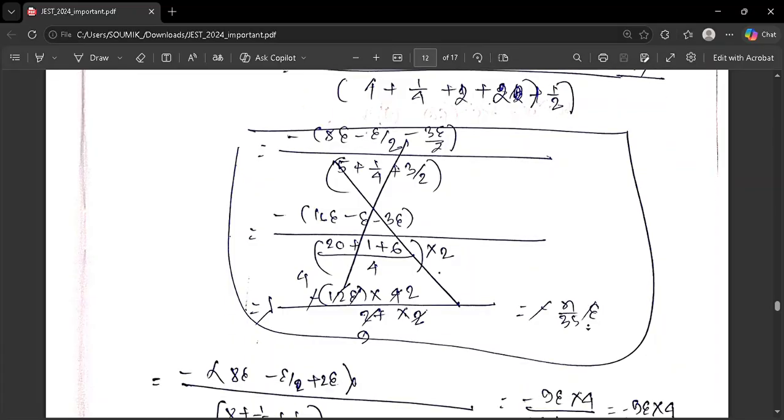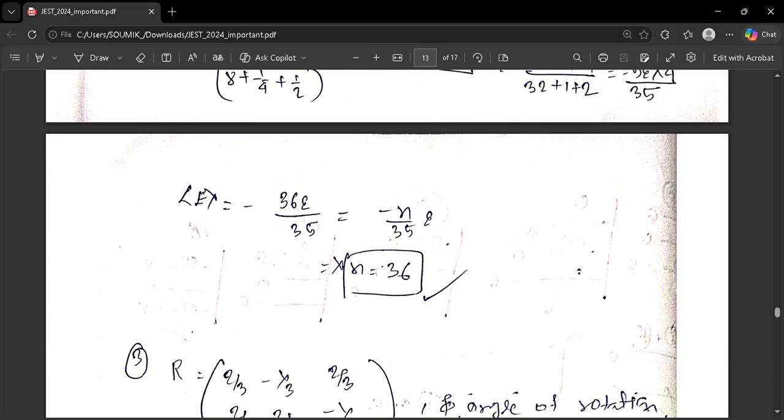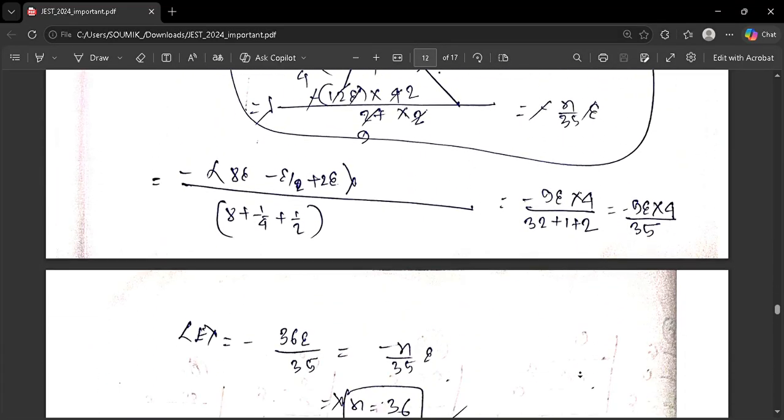So you have to be careful when calculating this type of problem.